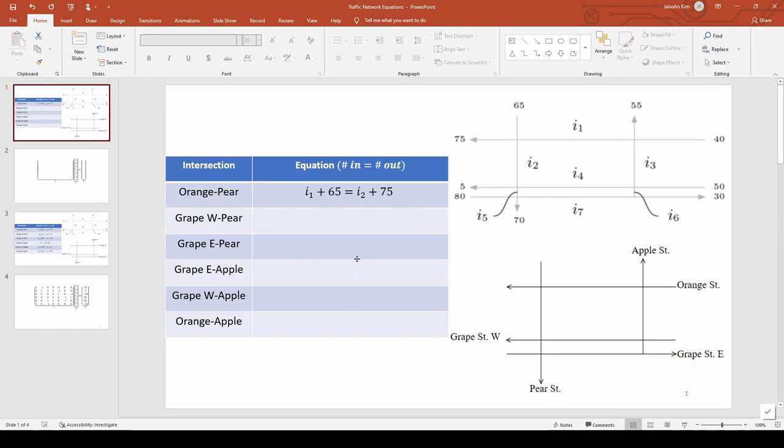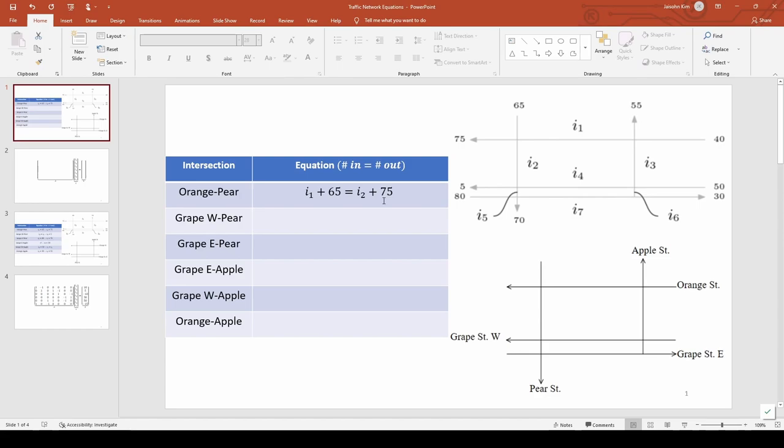The first row of the table is filled out in the example in the problem statement, so I copied it here and changed x and y to i1 and i2, respectively. If we look at the intersection, we have i1 cars going in because the cars on Orange Street drive to the left. We also have 65 cars coming into the intersection from the north. i2 cars leave the intersection to go south, and 75 cars also leave the intersection to go west. All in all, we have i1 plus 65 cars going in, and i2 plus 75 cars going out.